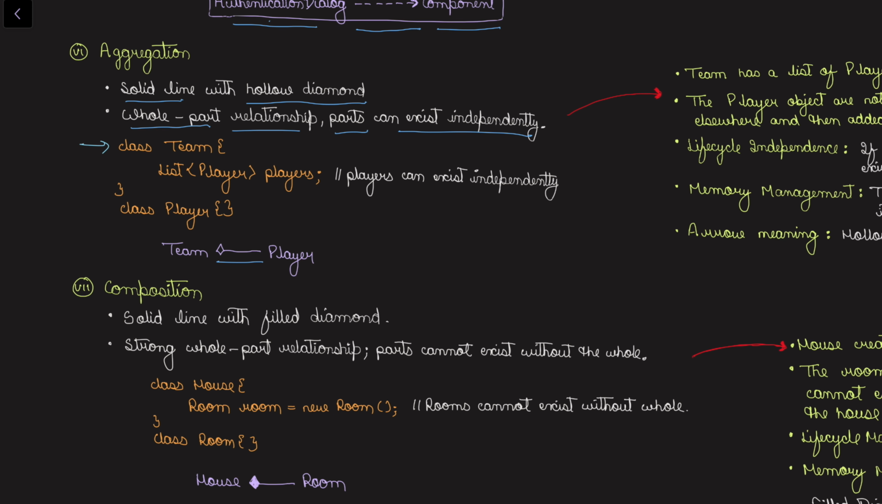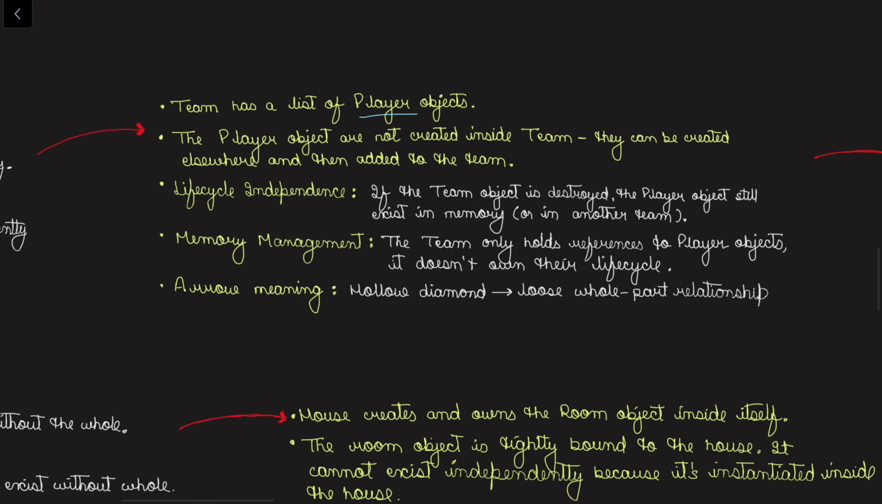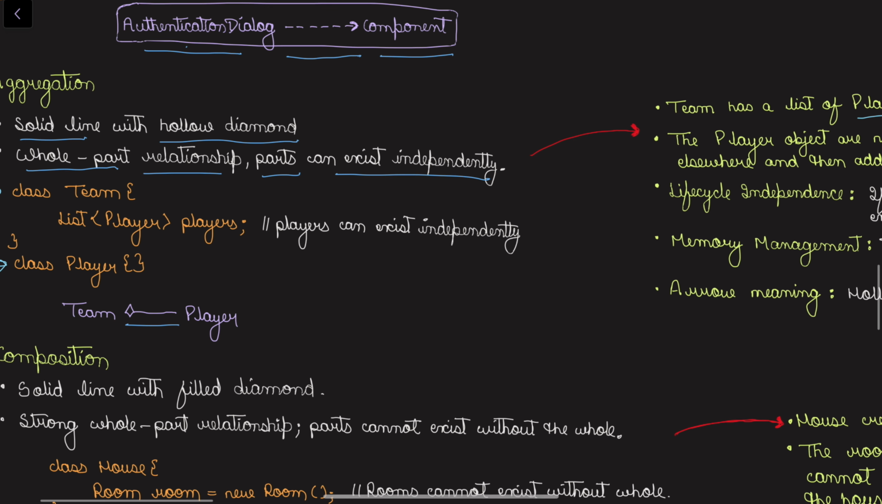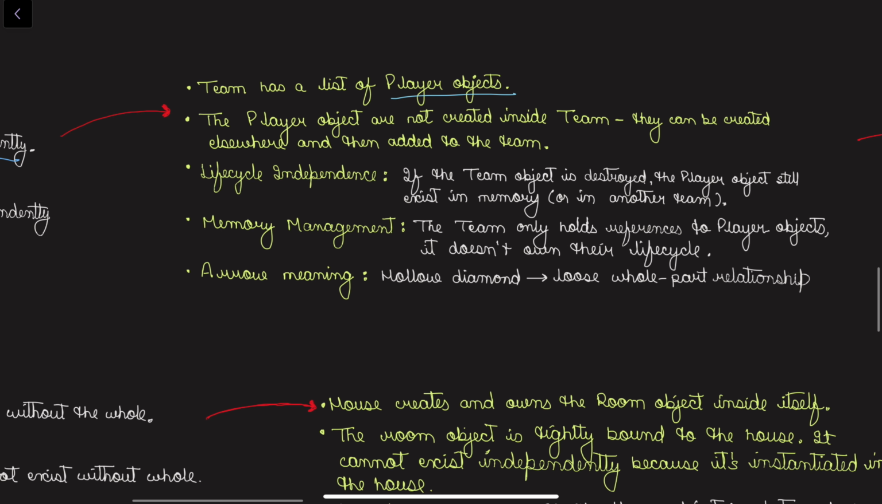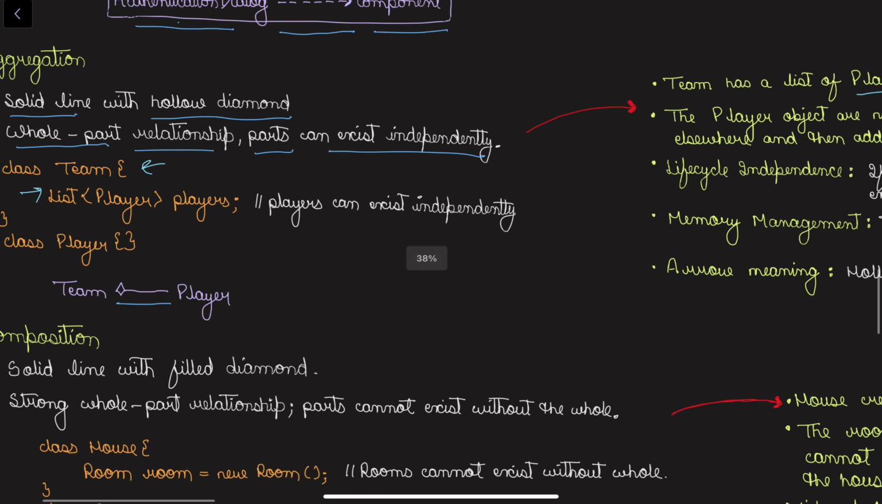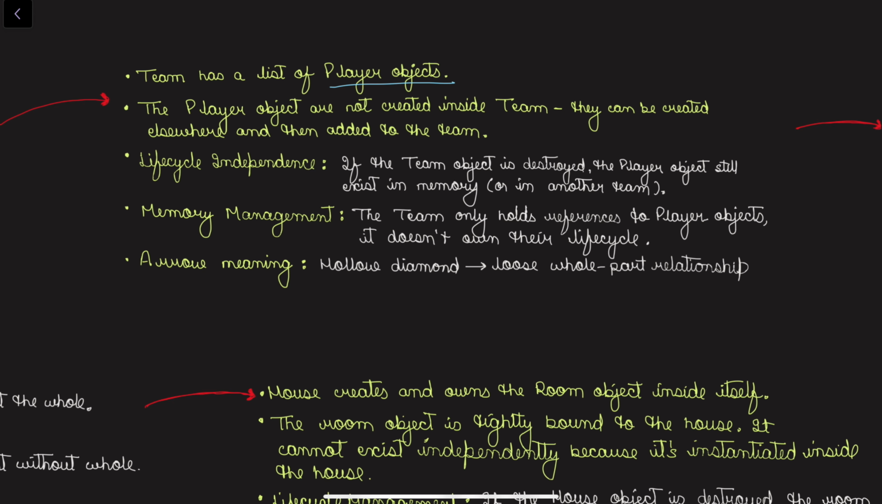Now let's understand what aggregation is all about. Team has a list of player objects. As you can see, this team has a list of player objects. The player objects are not created inside Team. We are not actually creating the player object inside the team. So lifecycle independence means if a team object is destroyed, the player object still exists in memory or in another team.